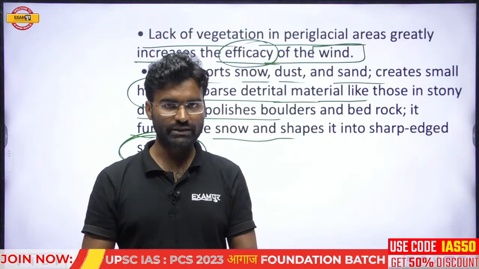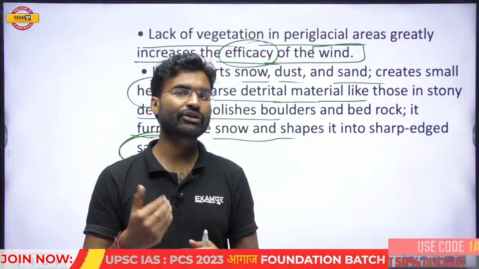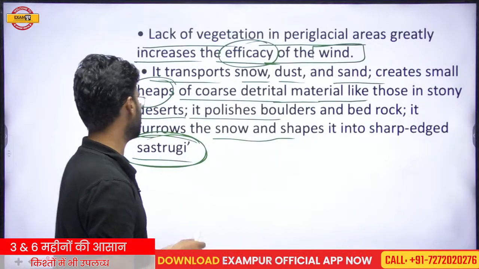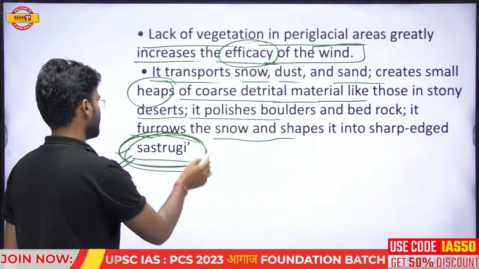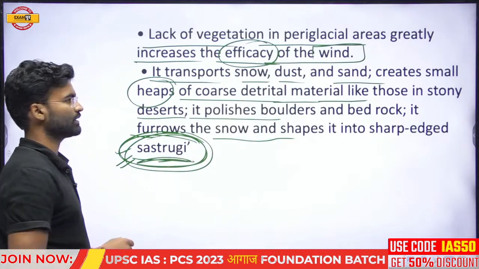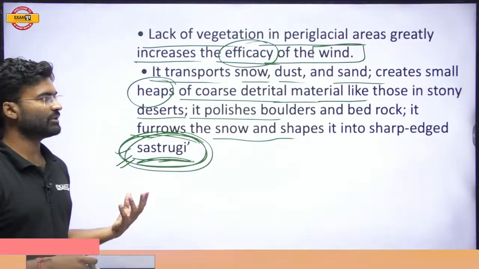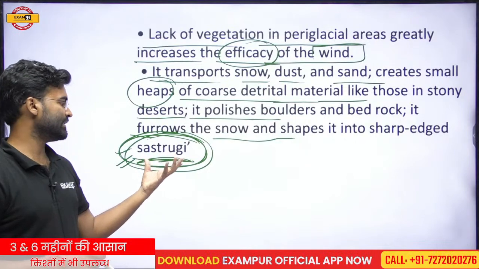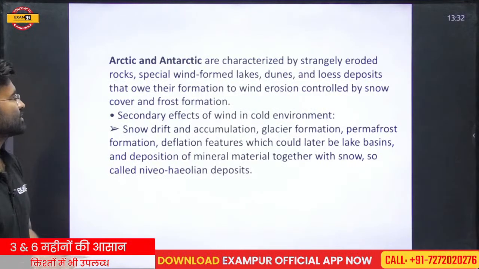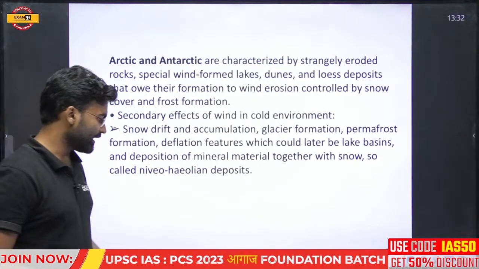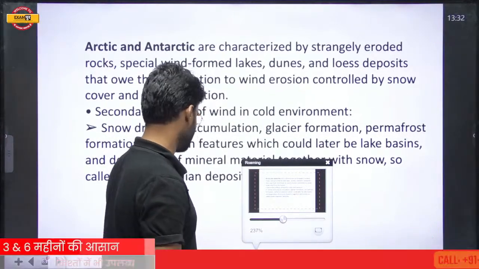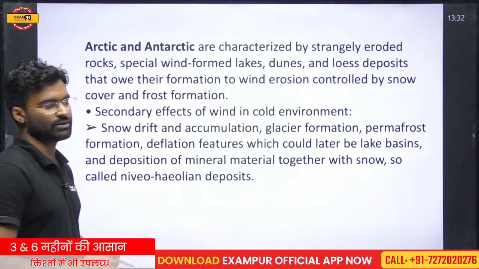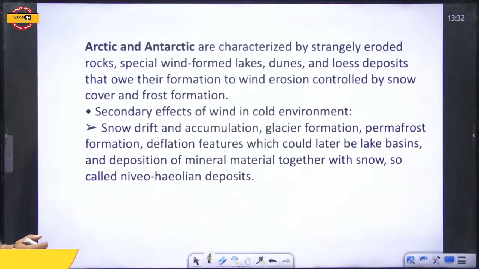If it starts to deposit there, then it will form a shape, and that particular shape is called the sastrugi in this region. Sharp-edged sastrugi. You can underline this point in your answer. Such a deposition structure is called the sastrugi. So in the Antarctica and Arctic region, which type of landscape or land structure is formed by the strong winds? You have to look there.